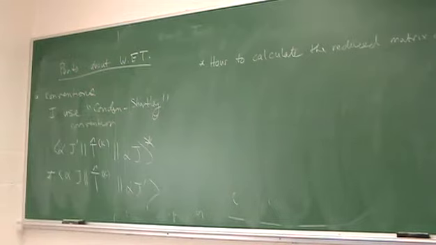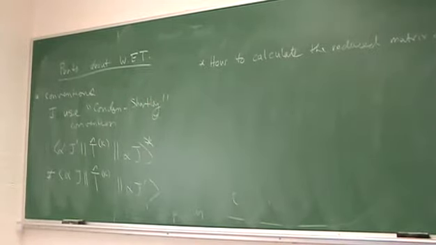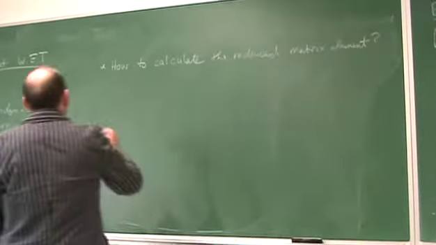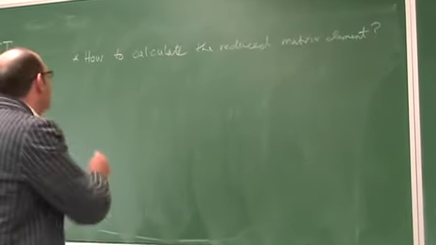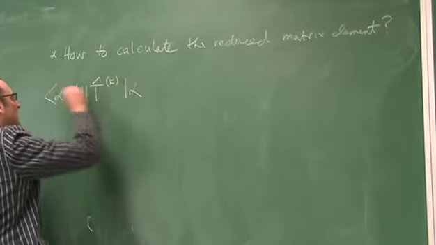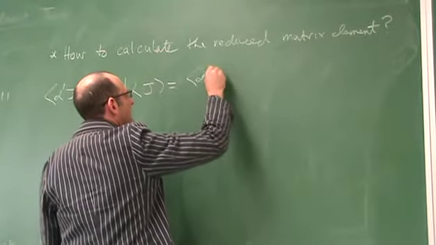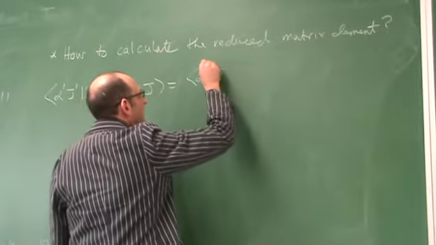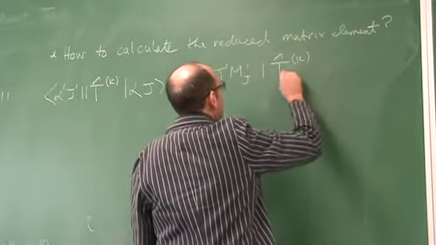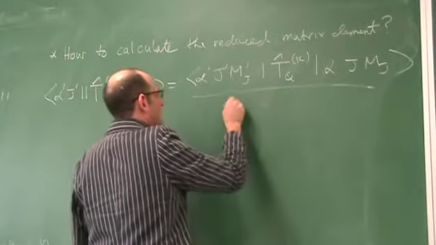Well, the answer is, we'll get rid of this thing, go back to the convention that I prefer. What we see here is the reduced matrix element is the ratio of the full matrix element to the Clebsch-Gordan coefficient.